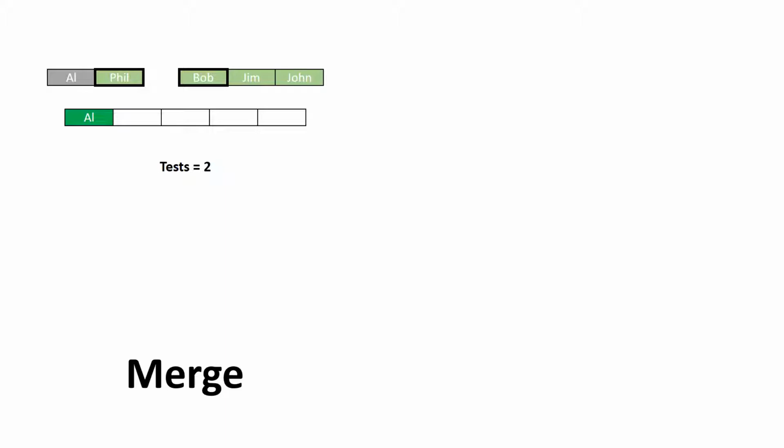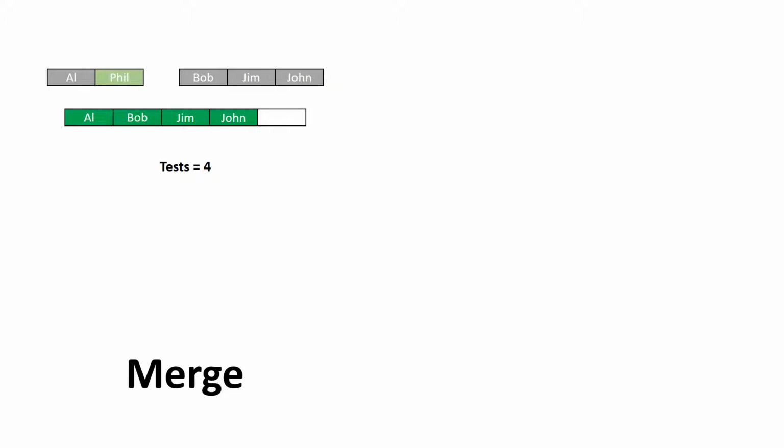We then move on to the first item in each list that we haven't placed yet. So in the first list we've moved on to Phil, and in the second list we're still at Bob. Compare those two, and clearly, Bob is the next one to go in. We then continue the process with the next item in each list that we haven't placed yet. And so we compare Phil and Jim. Jim's the winner there. And then we move on to John and Phil, where John goes in the next spot.